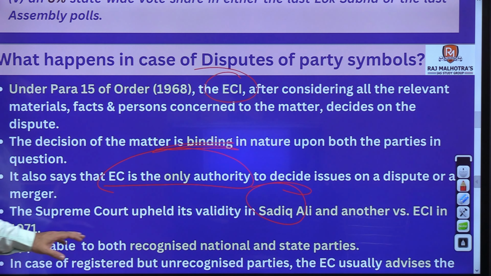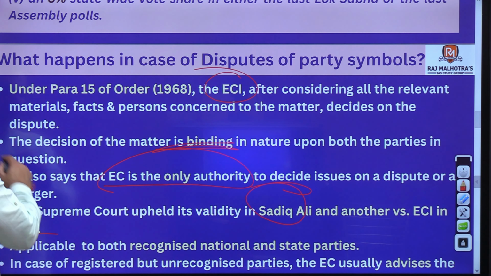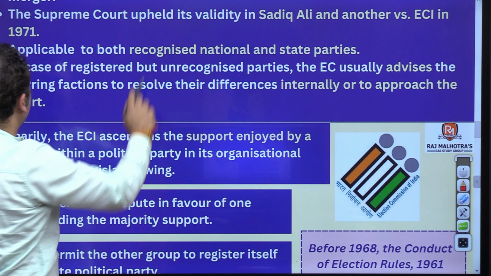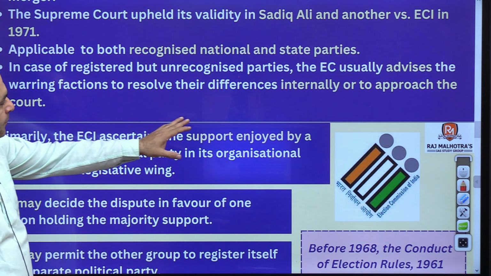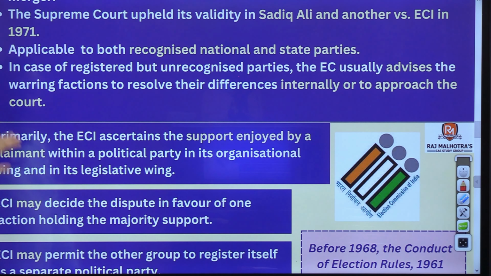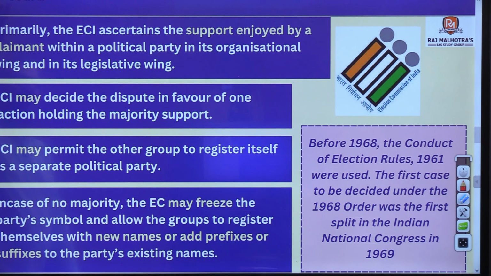Then applicable to both recognized national and state parties, not to the registered parties. And in case it is a registered party but it is yet an unrecognized party, then the election commission usually advises what? It says that in such a case, you can go to a court, right? Either try to solve it internally or you can go to the court of law, right? So this is the provision so far which is in existence.